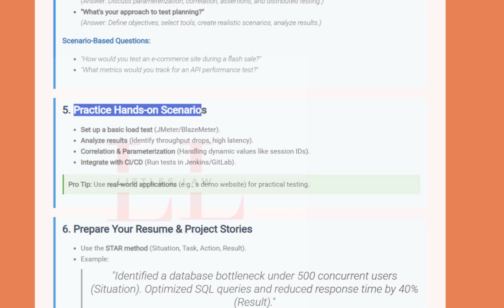And before I end this section, let me give you a pro tip. So always use real world applications like a live demo website for your practical testing, because it prepares you for unexpected scenarios and it will sharpen your troubleshooting skills.